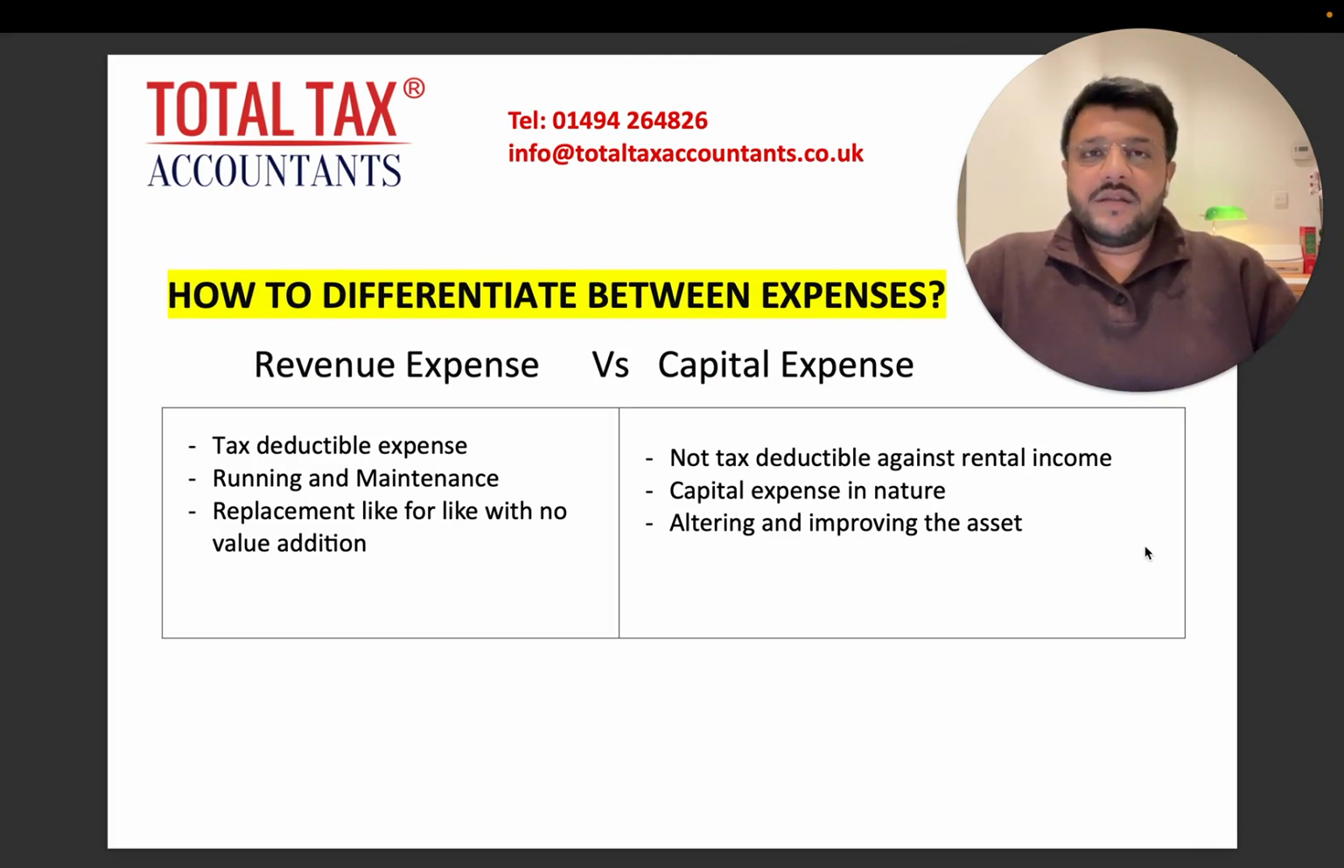Revenue expenses are the tax deductible expenses which you may have against rental property income. They are generally for the running and maintenance of the property asset. You may have replacement like for like, which does not add value. These all fall into revenue expenses. However, capital expenses are not tax deductible against the rental income. They are generally capital expense in nature and they add value to the overall asset. You may be wondering what is the purpose of capital expenses and how to set it off. So capital expenses, such as those which may have added value to the property, will be claimable against the future capital gains tax.